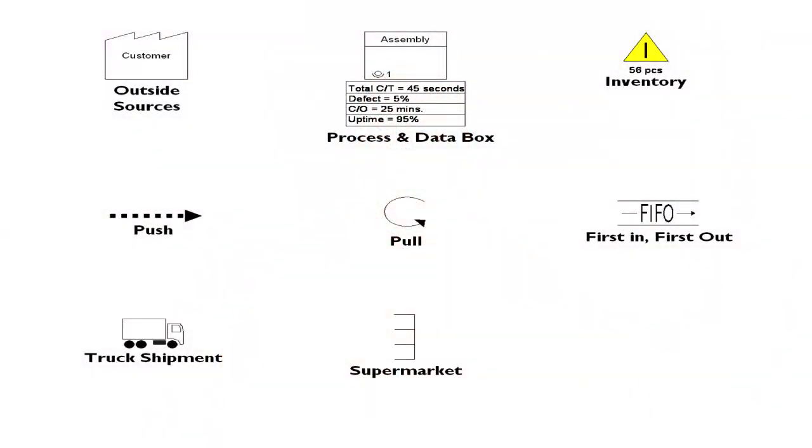Now, in some lean systems, we use what's called a supermarket to hold a strategic amount of inventory. Finally, whenever finished goods are transferred from an outside source, like a supplier shipping goods to our warehouse, we use this open style arrow.